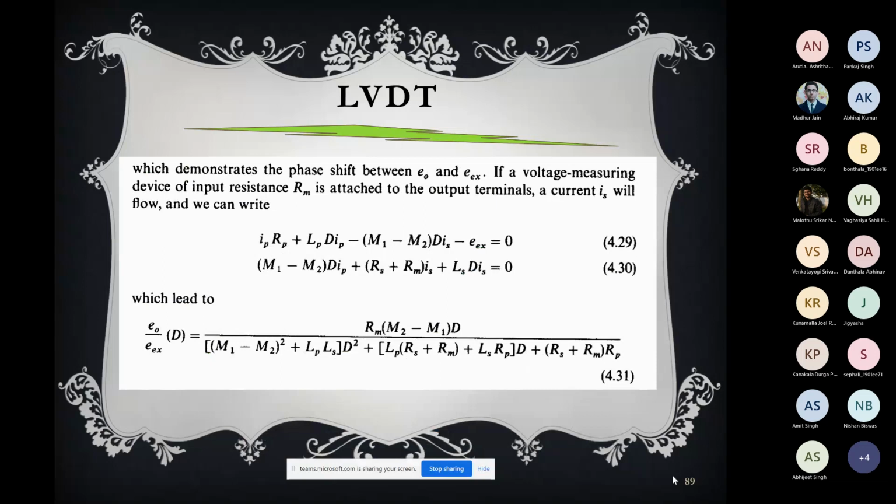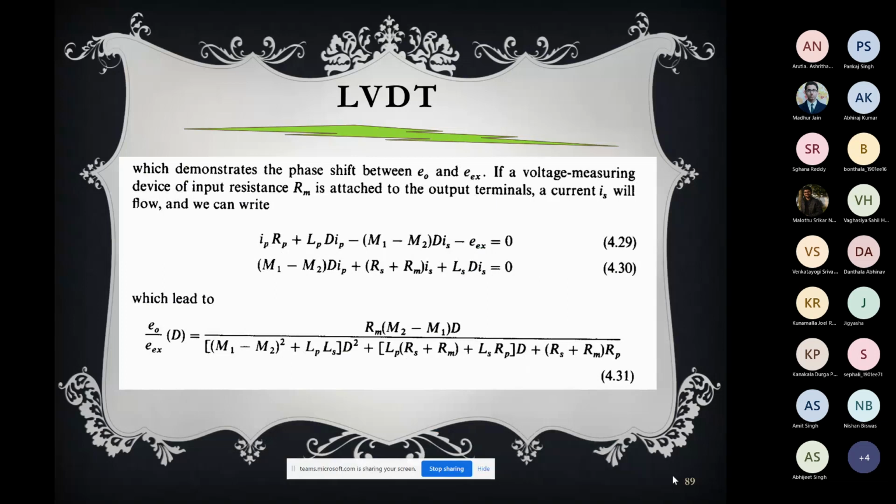And we have to select, the user has to select that excitation frequency to avoid the phase shift. So again, from this transfer function, which is the real LVDT transfer function, you see that it is a second order differential equation. It is a second order instrument. It has two poles and it has one zero at origin.